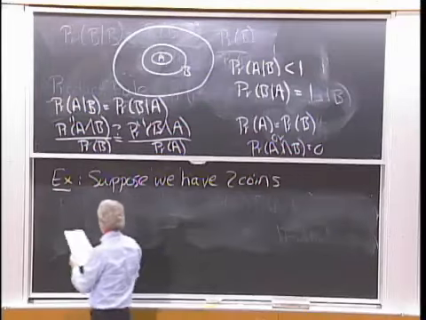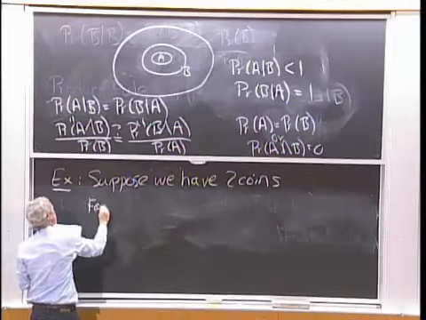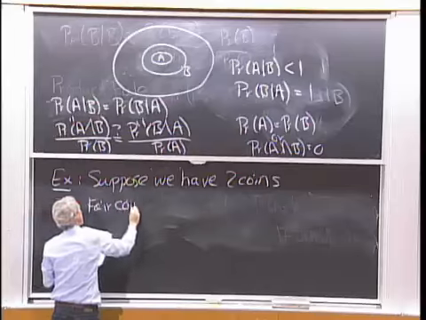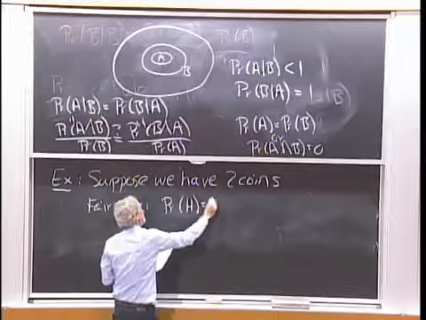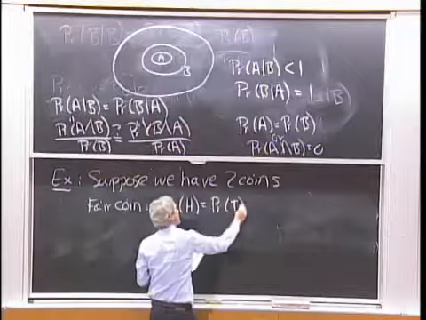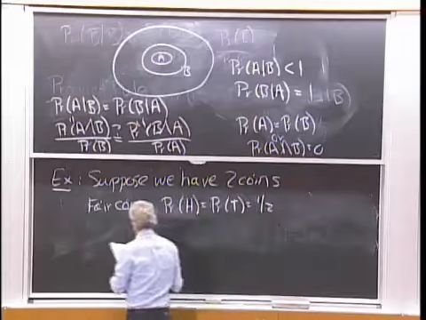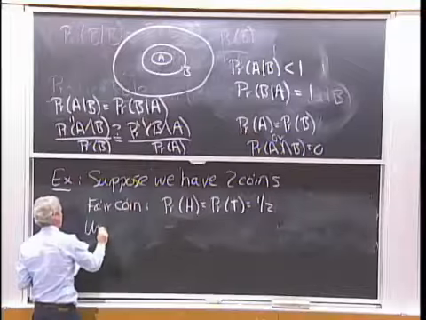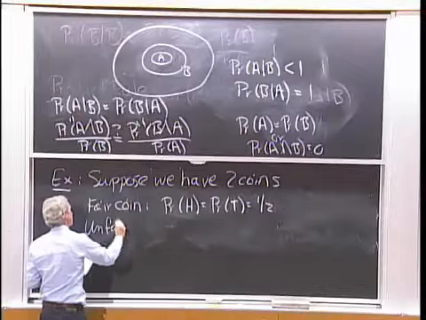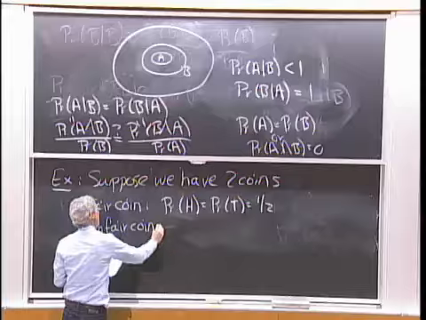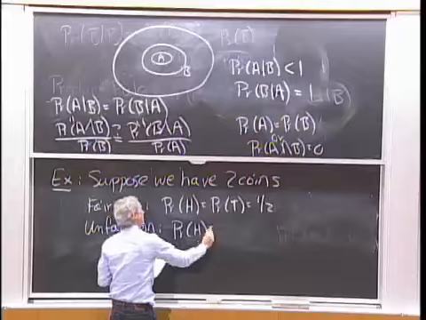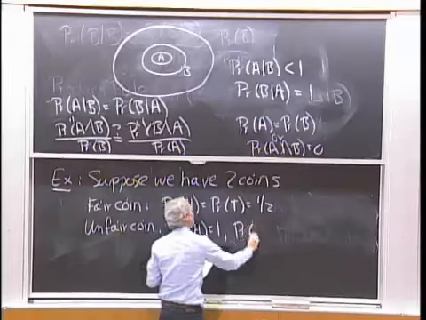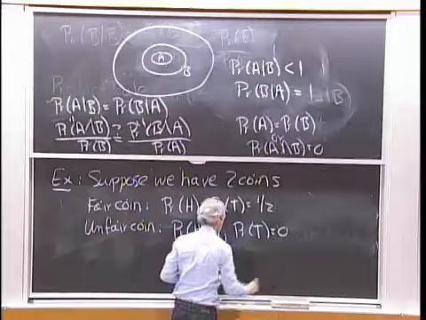One of them is a fair coin. And by that I mean the probability it comes up heads is the same as the probability it comes up tails: 1/2. The other one is an unfair coin. And in this case, that means it's always heads. Probability of heads is 1. Probability of tails is 0.